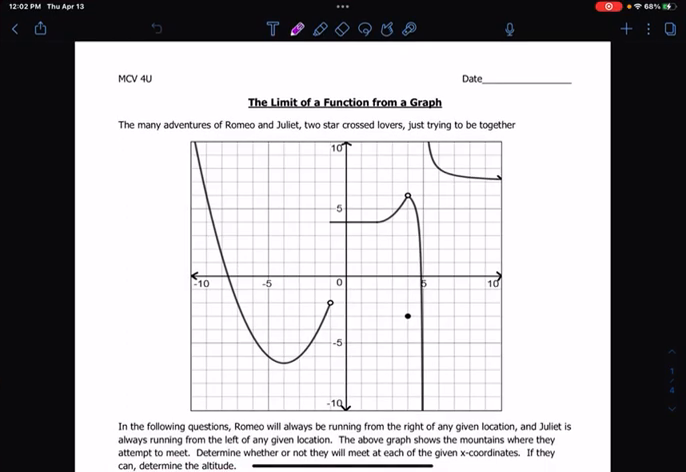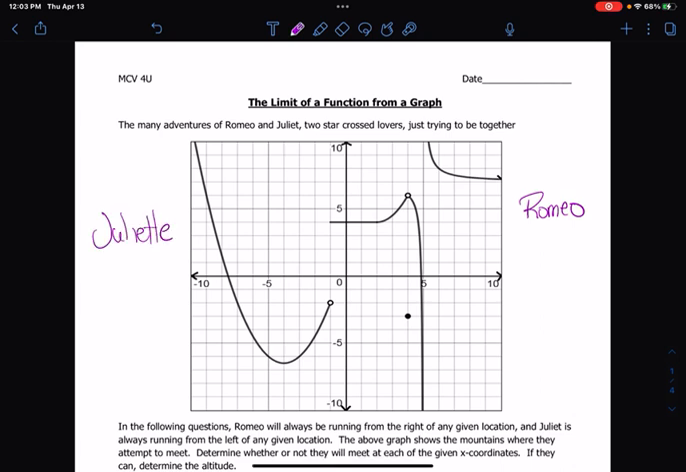So this is the tale of Romeo and Juliet. Romeo and Juliet are star-crossed lovers, and they both start out on opposite sides of this graph. Romeo will always be running from the right, so Romeo is going to be over here. Juliet will always be running from the left.